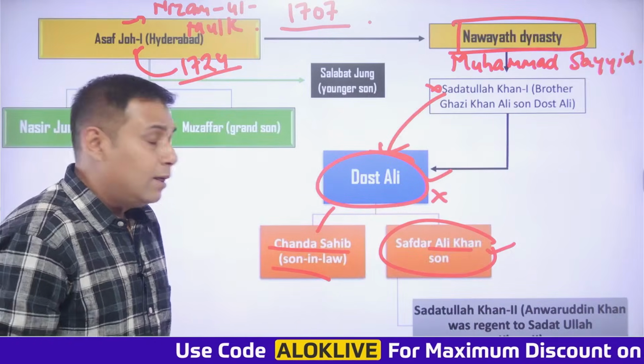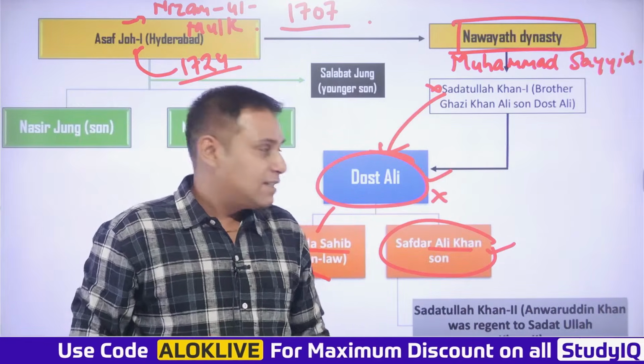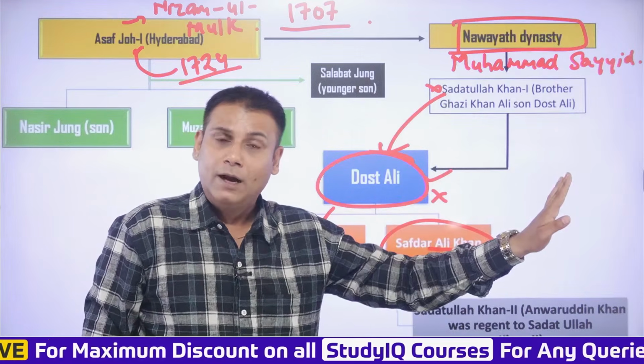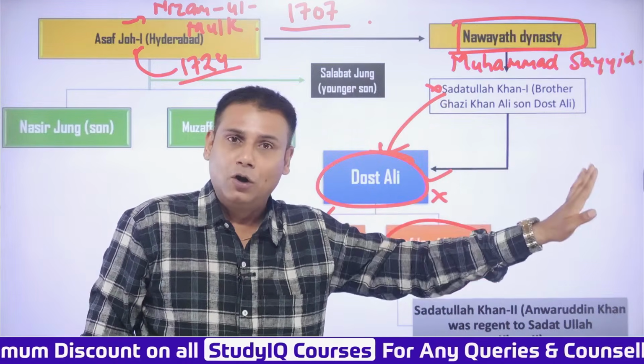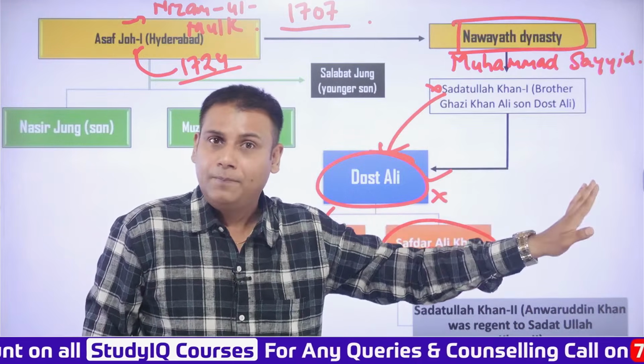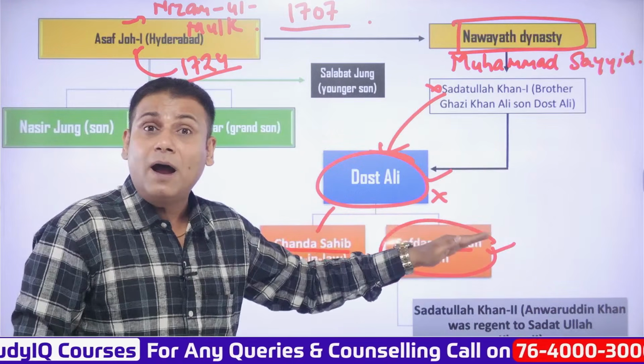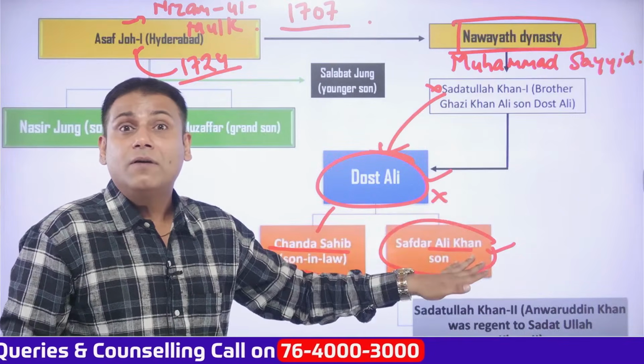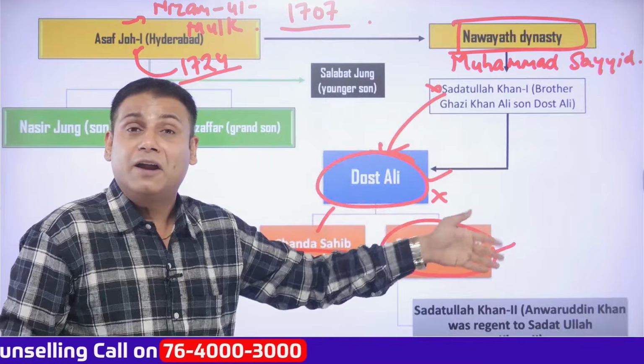Okay? After some time, Safdar Ali Khan was killed by his own brother-in-law. It is not necessary to remember the name of the brother-in-law. His name was Murtuza Ali Khan. So Safdar Ali Khan was killed by his own brother-in-law. And again, the seat of Nawab of Carnatic became vacant.